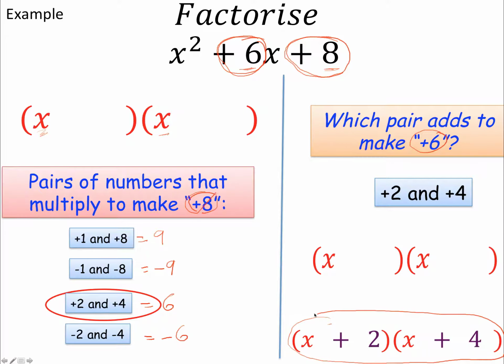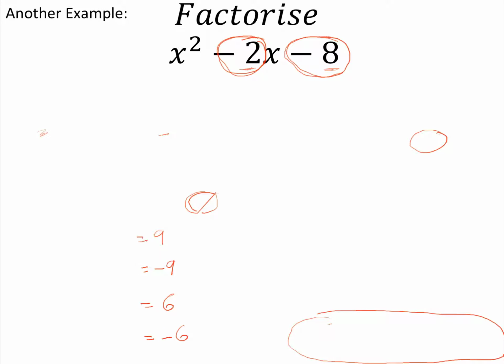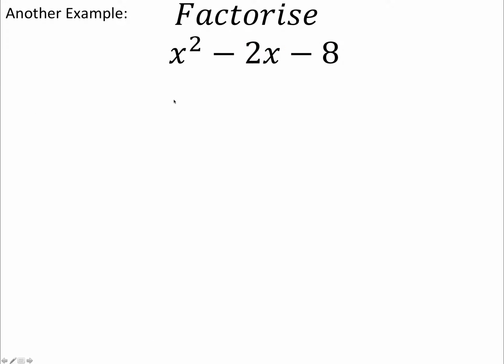Now let's take another example. This time, remember, we have x squared minus 2x minus 8. The first step that we do is we write our two brackets and we put the x's in them.